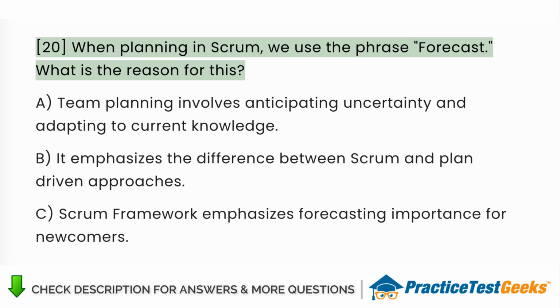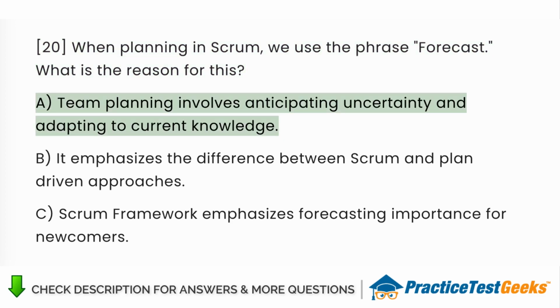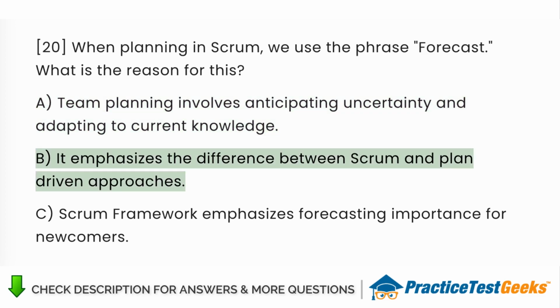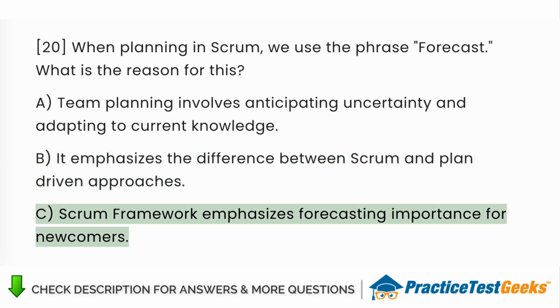When planning in Scrum, we use the phrase forecast. What is the reason for this? A. Team planning involves anticipating uncertainty and adapting to current knowledge. B. It emphasizes the difference between Scrum and plan-driven approaches. C. Scrum framework emphasizes forecasting importance for newcomers.